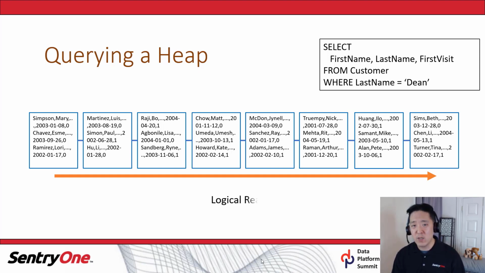And from a costing perspective, let's talk about logical reads. One logical read is the number of data pages I had to read. So if I did one logical read, that means I read one data page. So in this simplistic example, I've now read 8 data pages.